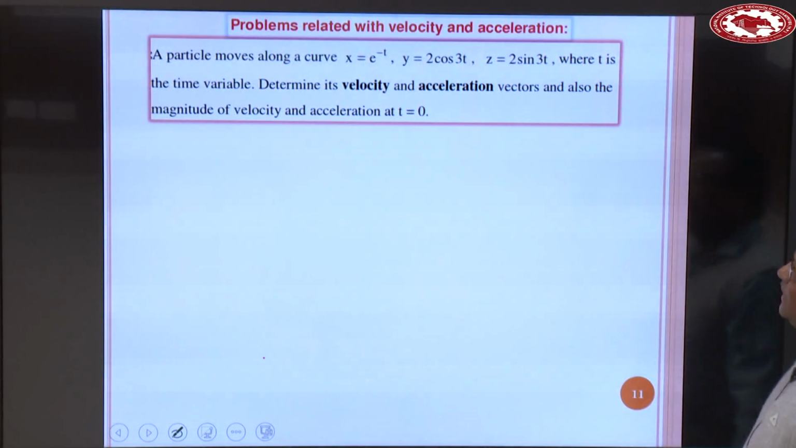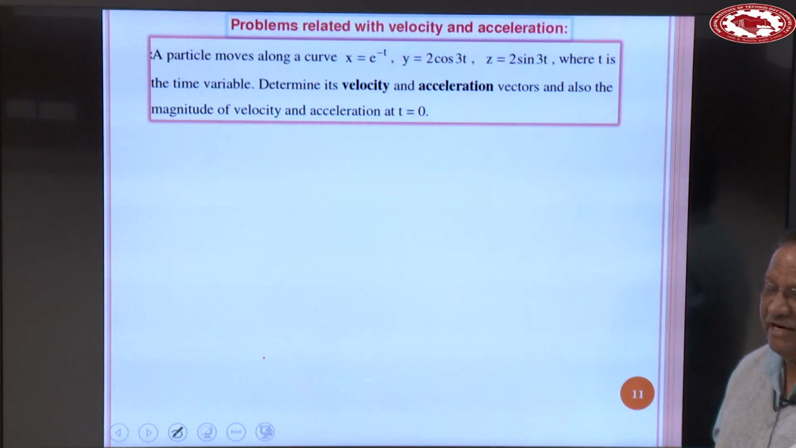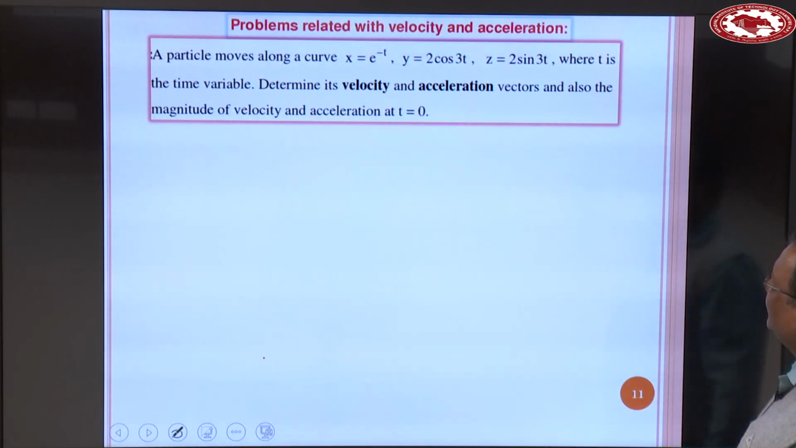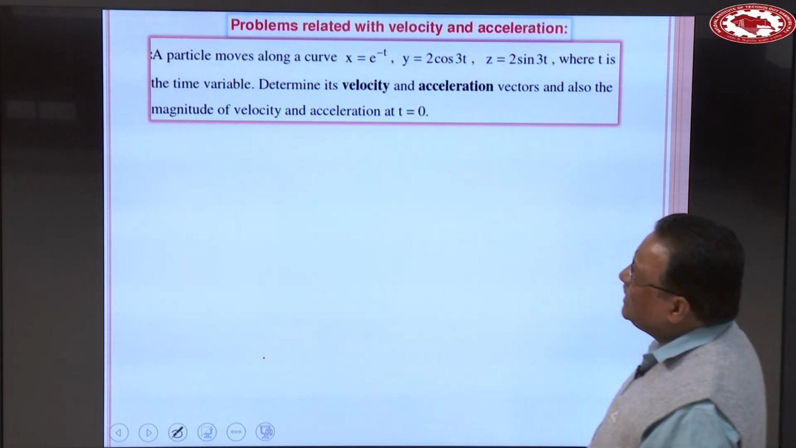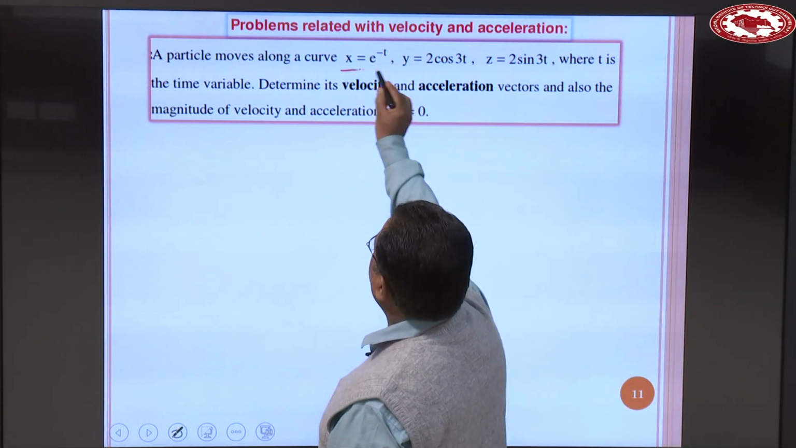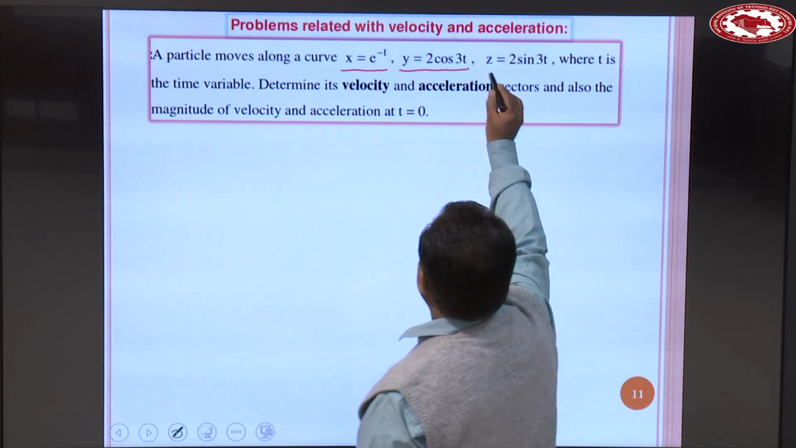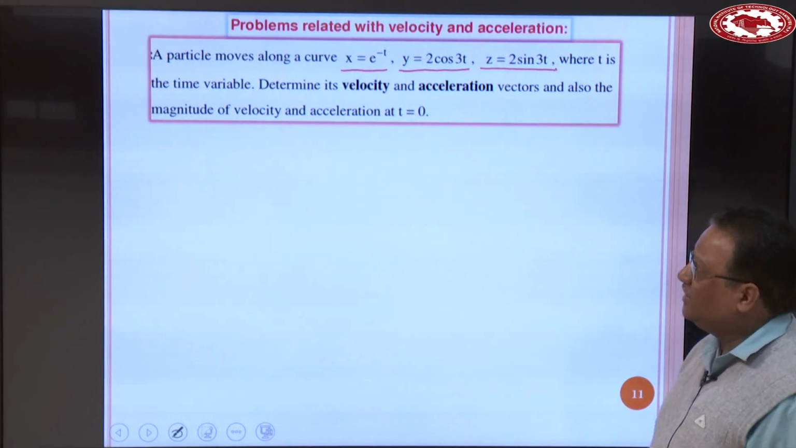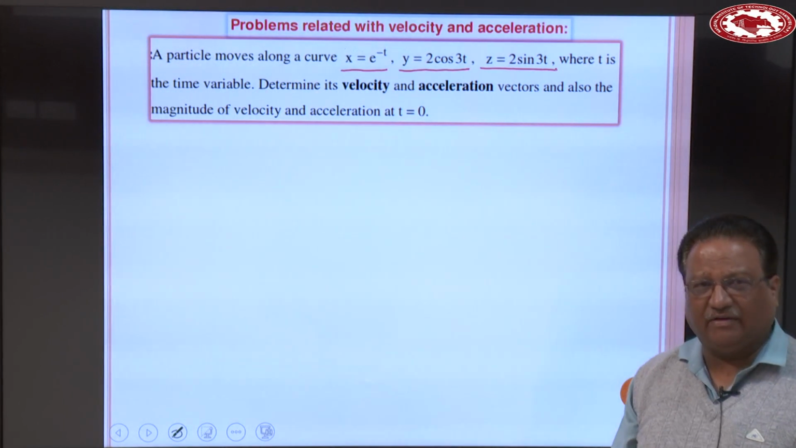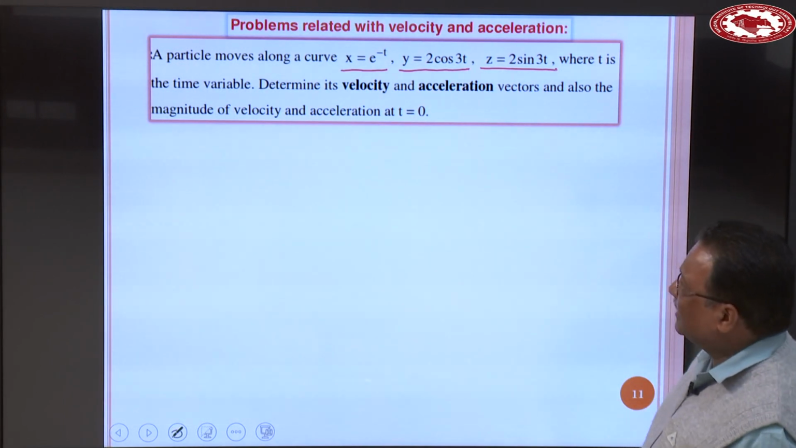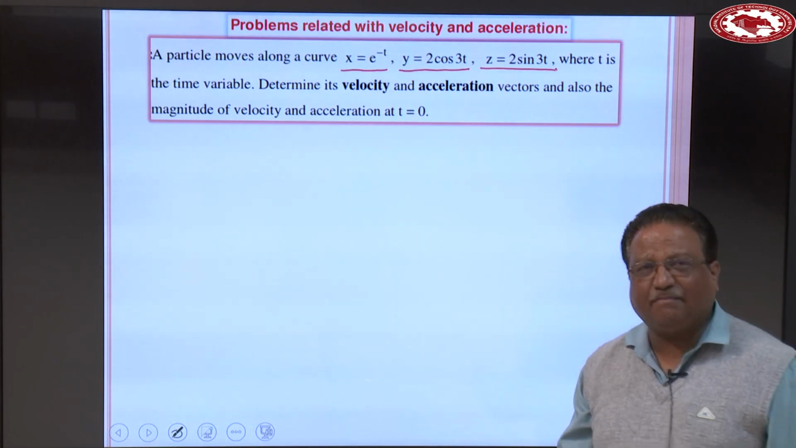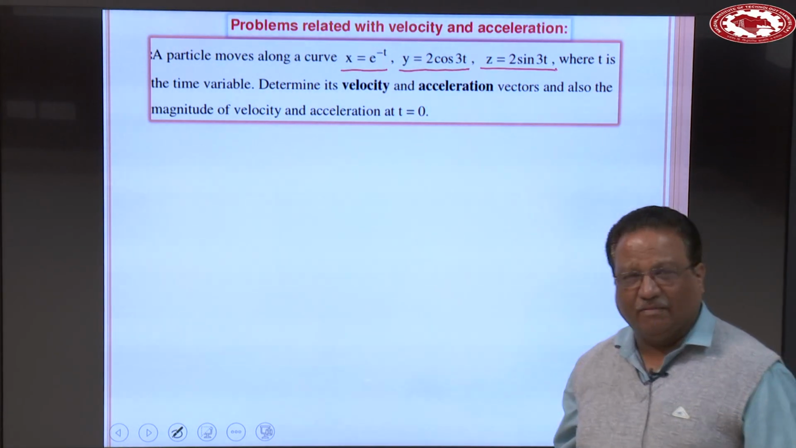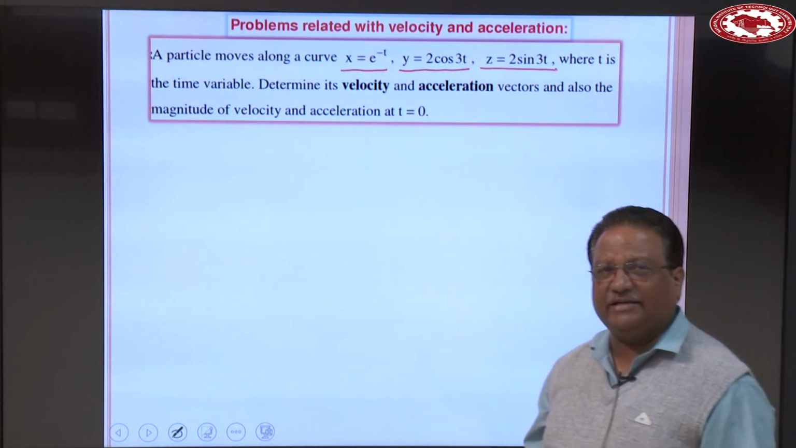Now one problem related with the velocity and acceleration, how can we determine velocity and acceleration vectors. So a particle moves along the curve, x is equal to e raised power t, y is equal to 2 cos 3t, z is equal to 2 sin 3t, where t is the time variable, clear. What is the vector equation for this curve? Vector equation is r is equal to x i cap plus y j cap plus z k cap.